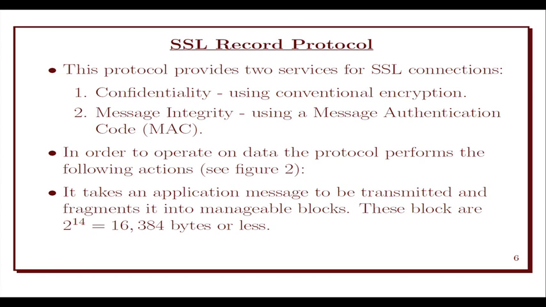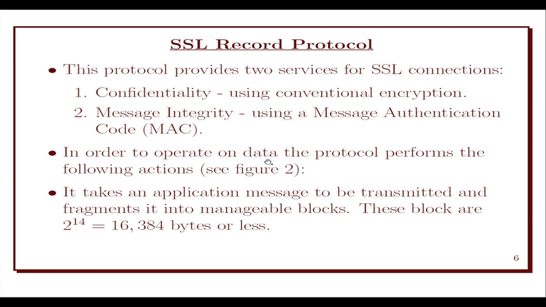Okay, so let us talk about SSL Record Protocol. What is the job of SSL Record Protocol? There are two main services provided by this protocol: one is confidentiality, another one is message integrity. Confidentiality is usually done by using conventional encryption algorithms, and we use the message authentication code, or MAC, for message integrity.